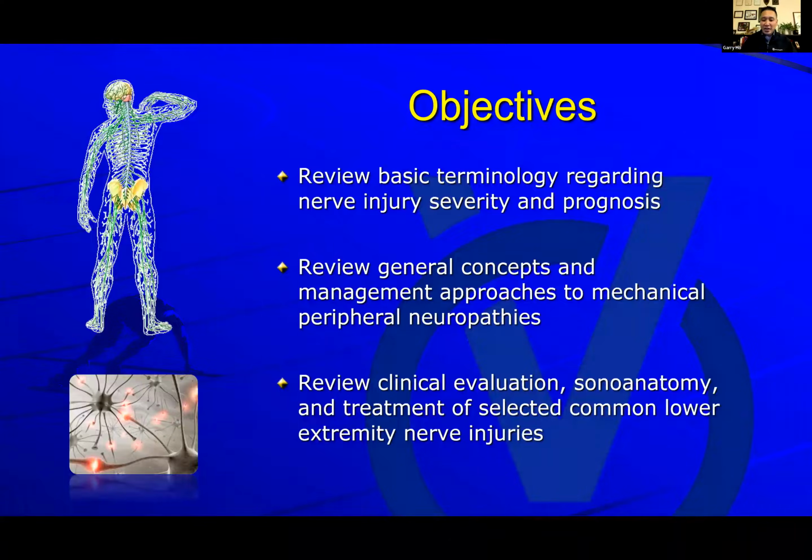So we'll touch upon some of these general concepts with how we approach mechanical peripheral neuropathies, because they will ring true whether it's upper or lower extremity neuropathies. And then in the second half of the talk, we'll shift our focus to the sonoanatomy and the clinical approach to select lower extremity neuropathic injuries that we see in sports medicine.